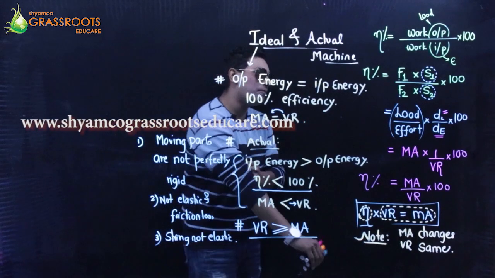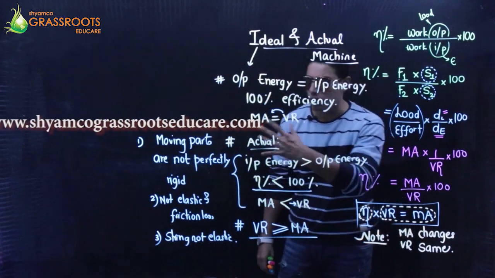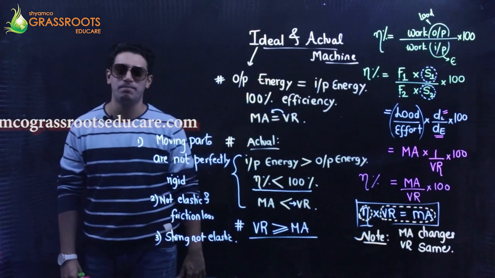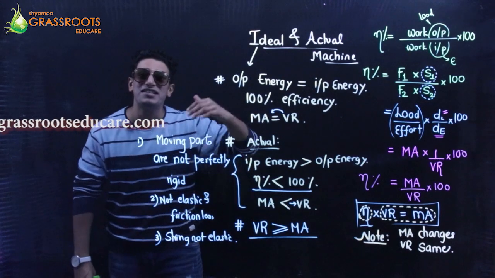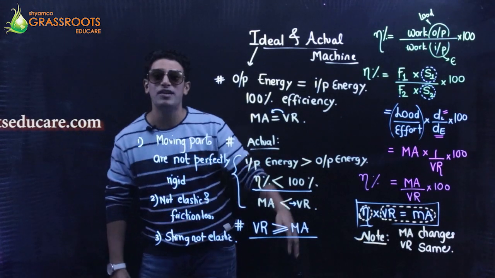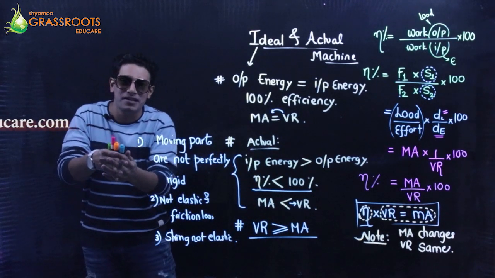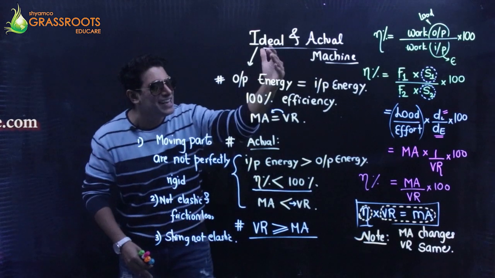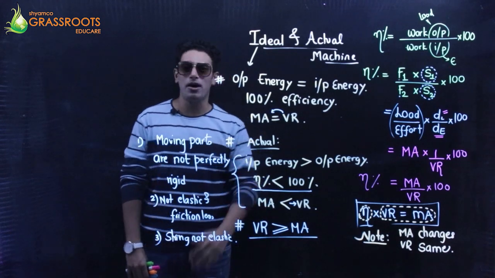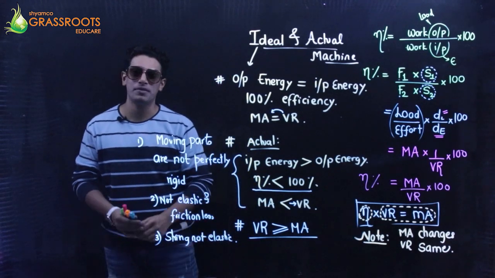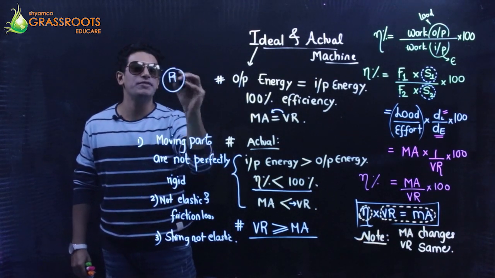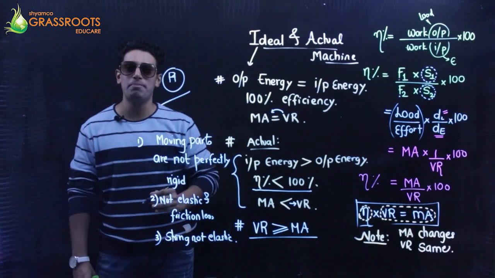So in this chapter of machines, till now, we spoke about many things. We spoke about the uses of the machine, the definition. What is efficiency? What is load, effort, mechanical advantage, velocity ratio, the relationship between them, certain give reasons, ideal and actual machines. This was my A part of the machine chapter with you. After this, we're going to go with the B part, which is called levers. But just go through the A part thoroughly.